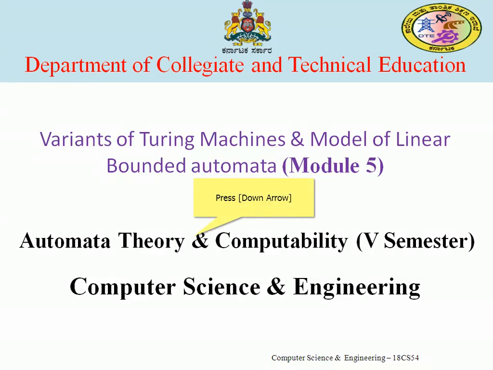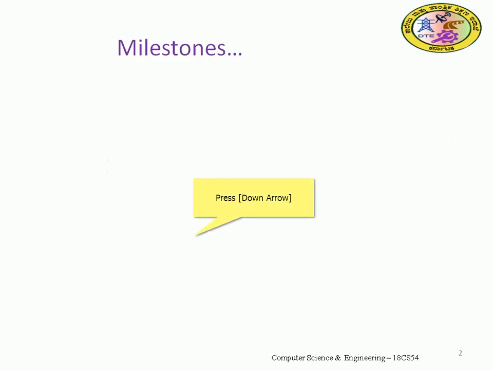Concentrate on the topic of quantum computing and polynomial and non-polynomial algorithms. That is part of the variants of the Turing machine and linear bounded automata, Model 5, of the course called Automata Theory and Computability for the 5th semester. So here you can see the presentation flow.